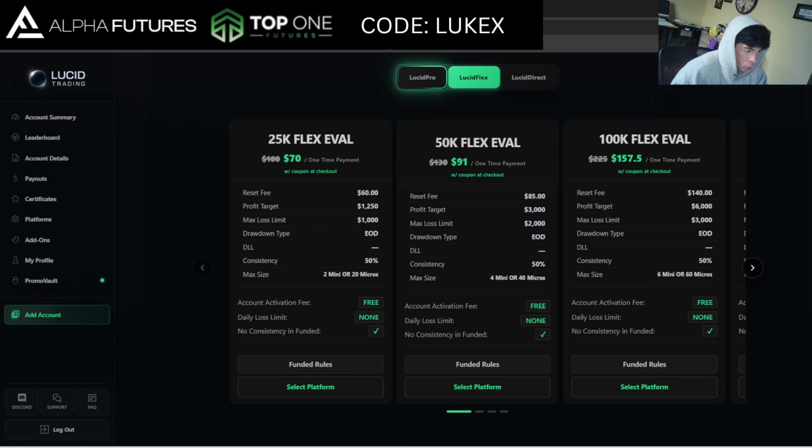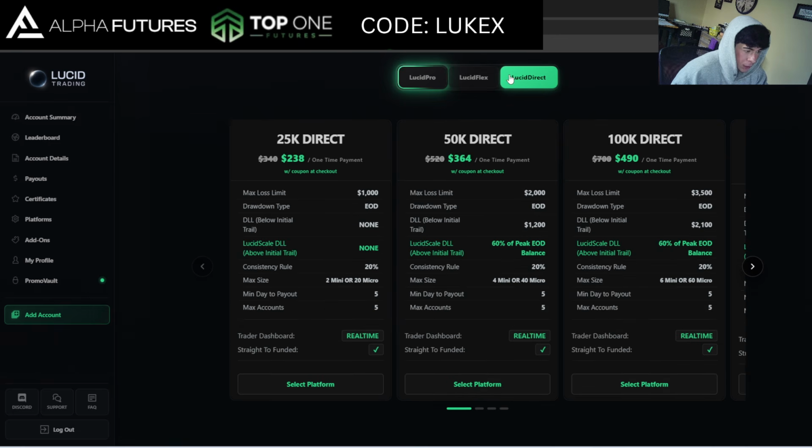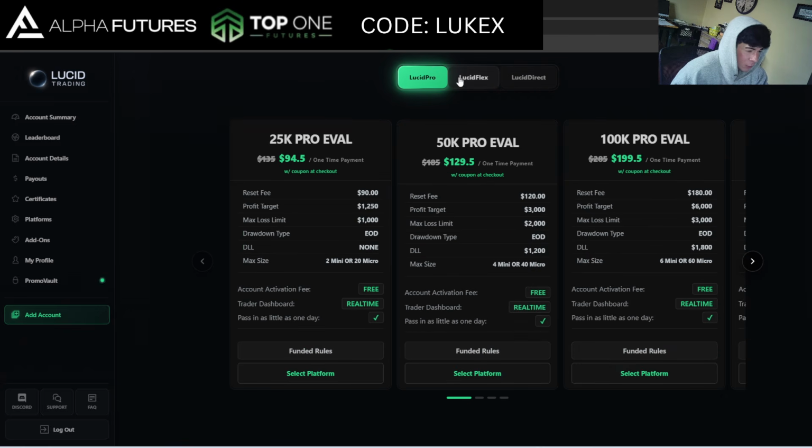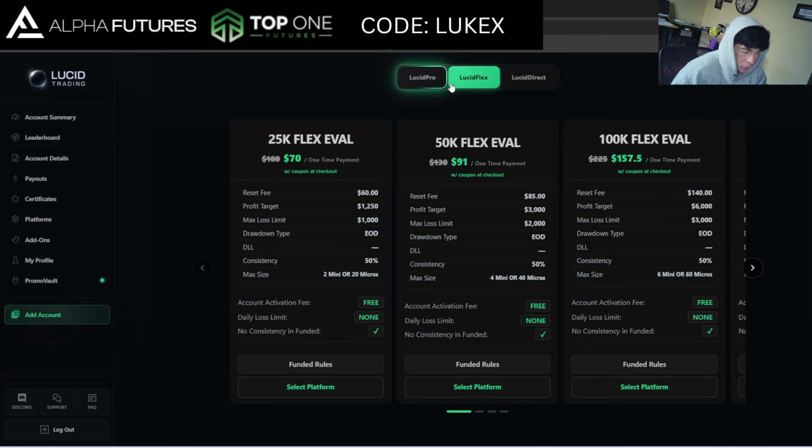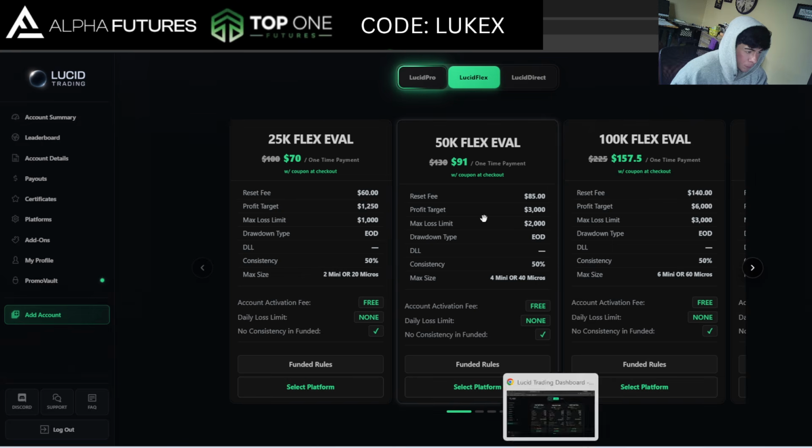I haven't traded the Pros. I would never use Direct personally. Those are just like instants, and I don't use those. With Lucid Pros, I'm really not an expert either. So I just use the Lucid Flex. Those are the pretty standard ones. So we're going to run through everything right now.